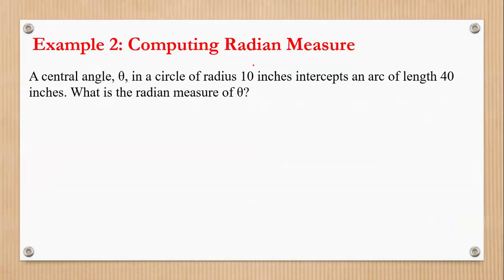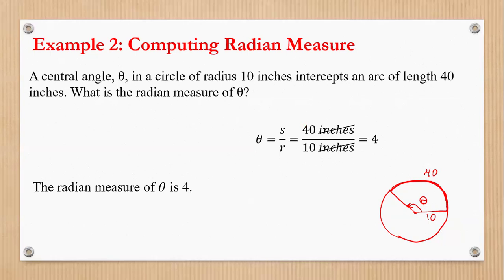Let's look at another example. We have another central angle, theta. And the radius of the circle is 10. And the arc intercepted by this angle, the length of the arc, which is this part, is 40. What's the radian measure of theta? Again, we have S, the arc length, and we have 10, which is the radius. Divide 40 by 10, and we get 4. So we can say that the radian measure of theta is 4.